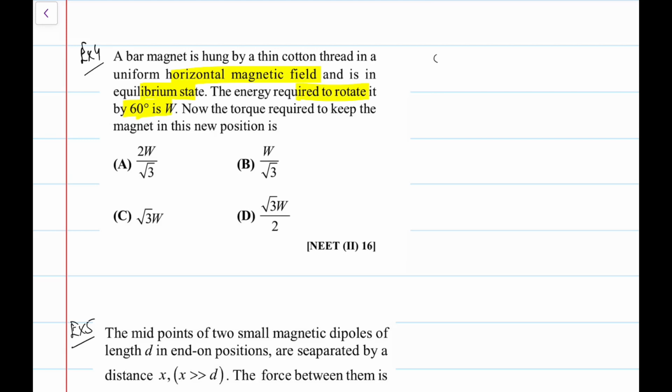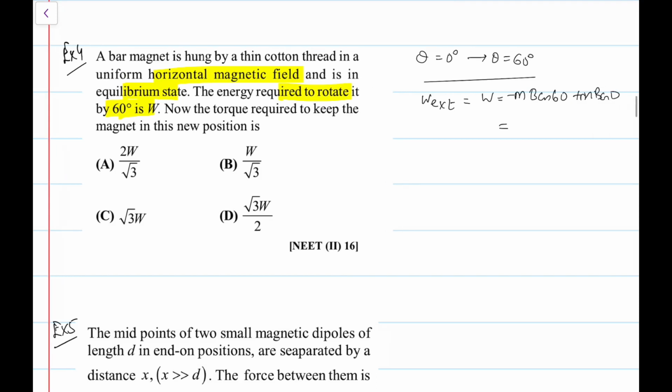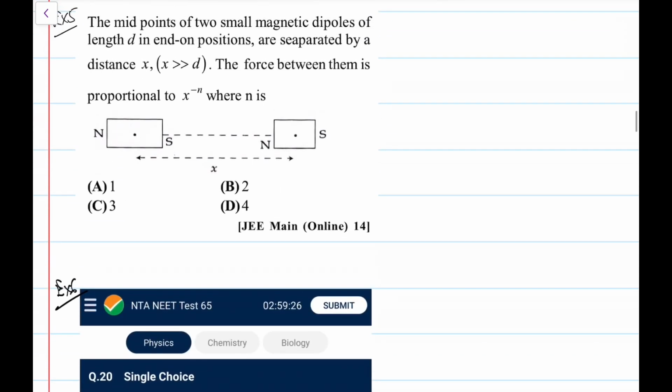So it was in equilibrium, that means at theta equal to 0 degree. To theta equal to 60 degree, if you turn, the energy required or the work required, W external, that is W which is given, which is U final minus U initial, that would be minus mB cos 60, minus of minus mB cos 0. So cos 60 is 1 by 2, cos 0 is 1, so that comes out as mB by 2. So mB by 2 is equal to W. Now torque required in this position as we did above, that would be mB sin 60, that is root 3 mB by 2, so that simply is root 3 W. So you require this root 3 W torque magnitude to be keeping it in equilibrium.